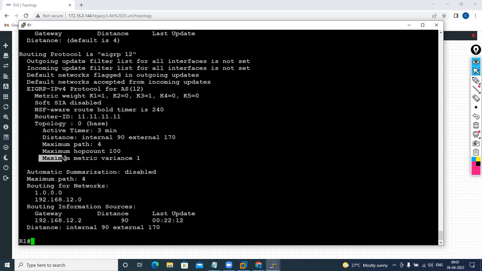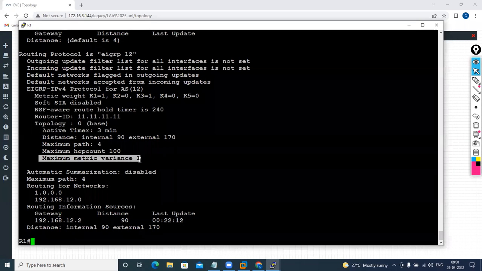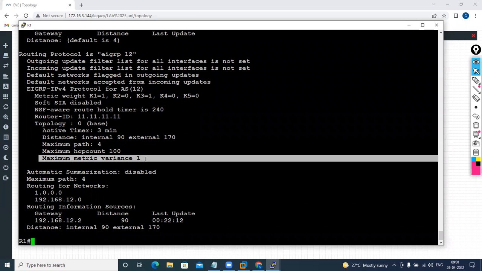Done? This is the variance. This I will discuss when we are discussing unequal cost load balancing. This is by default one. Please make a note. Variance. I'll talk about variance. What is variance? Why do we use variance? What is the maximum path? 4 is default and what is maximum? Maximum is up to 32. You can load balance 32. Yes, okay.